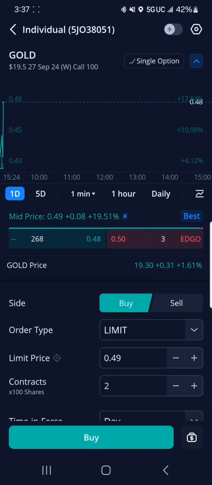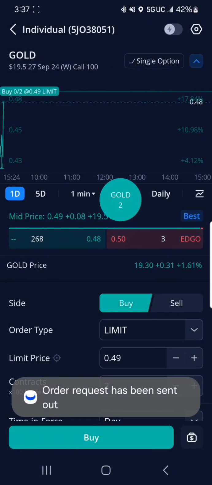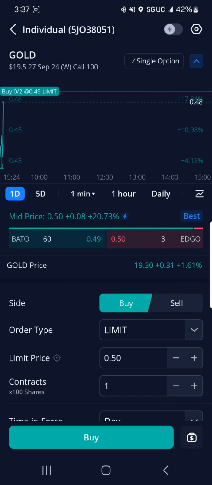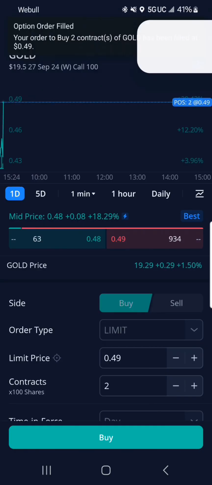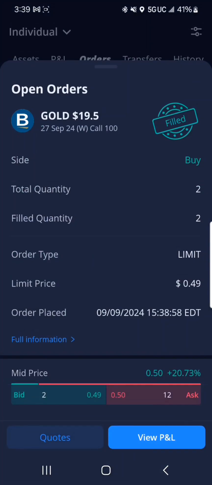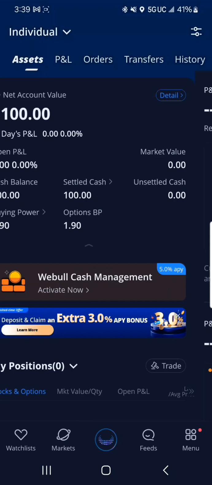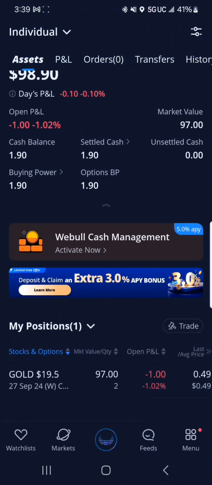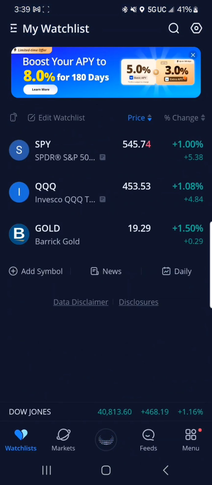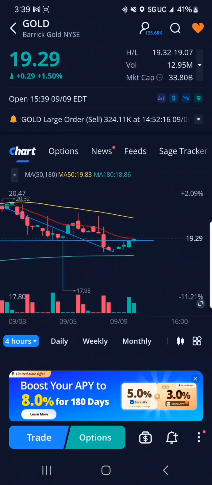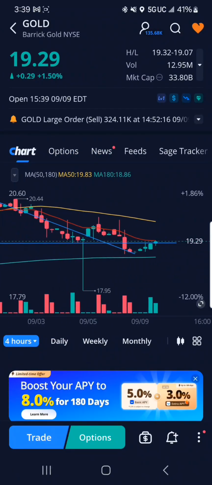The mid price is 49, so let me see if I can get 2 for 49 real quick. Let's see if I can get filled. Alright, I just got filled on that order. Perfect. So let me pop back over to the asset, see what we got. I'm down 1%, $1 already, but that doesn't mean much because I got a lot of time on this contract, right? I have 18 days for this to work out. So it doesn't really matter what I'm at right now. So going back over to gold, I'm going to put my stop loss and my take profit.